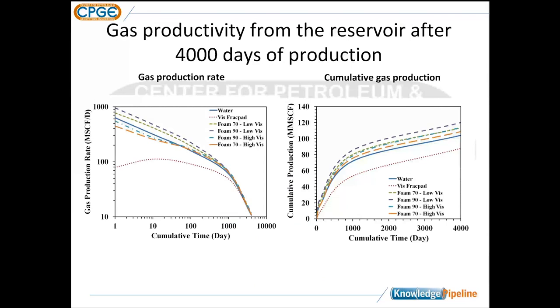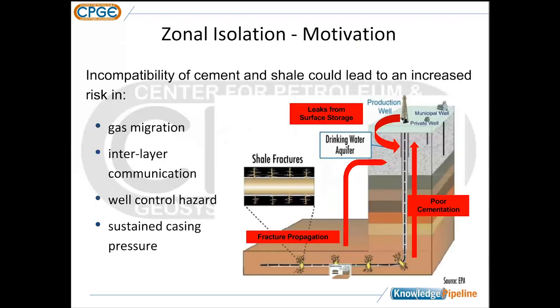And the result of this is that if you look at the gas production and the cumulative production that you get by using these different fluids, the use of a low viscosity foam allows you to have some very, very good initial gas production rates compared to what you get for using water or the frac pad as a fracturing fluid. And this allows you to get better rates and better cumulative production from your fractures.